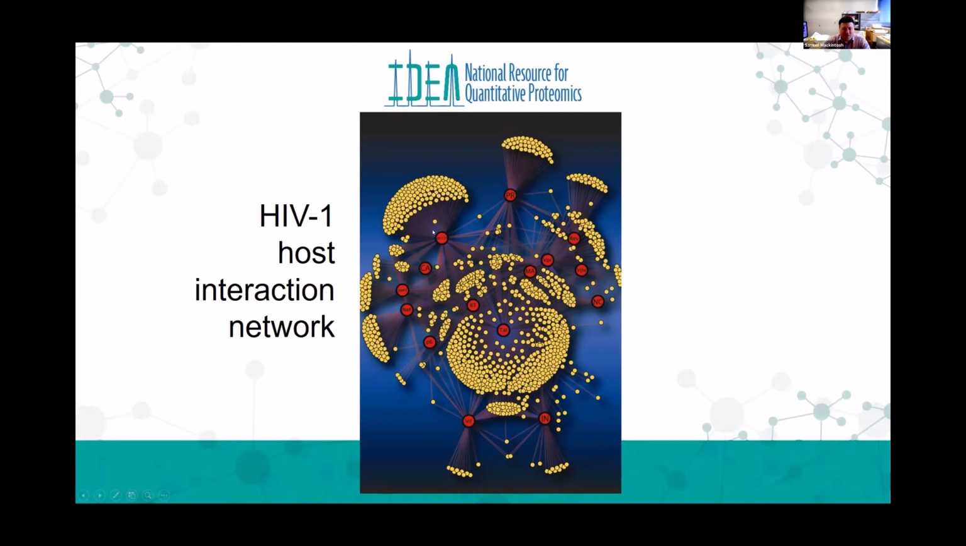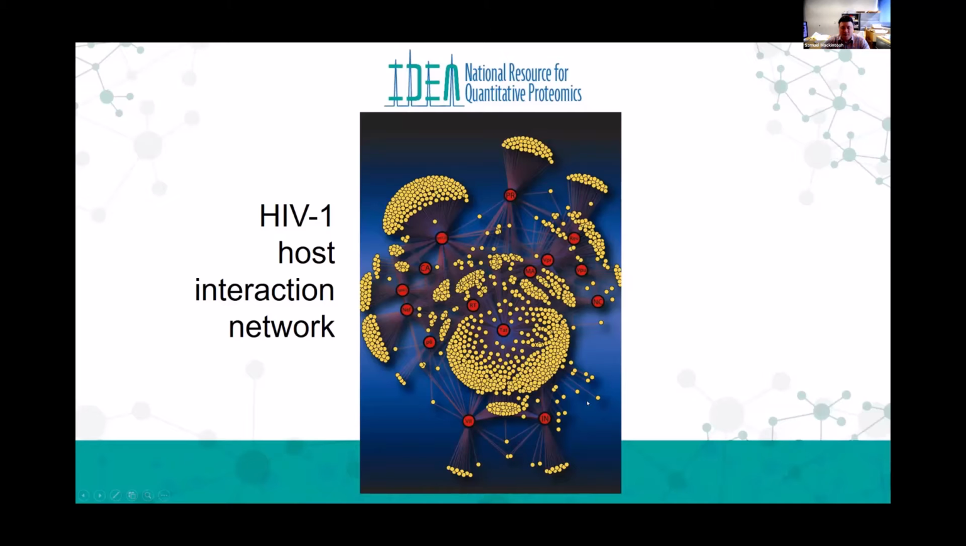So the red spheres on this diagram here are the 15 viral proteins, and the smaller yellow ones are the host proteins, and the edges between them show the known interactions. A lot of times this kind of picture is what we're trying to capture with proteomics. It's obviously much more dynamic than you can see in any given snapshot. But this is why the data analysis is so complicated.